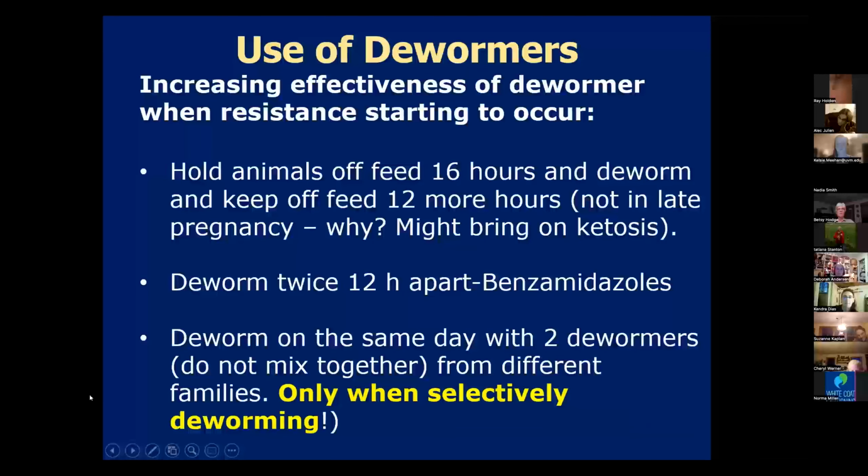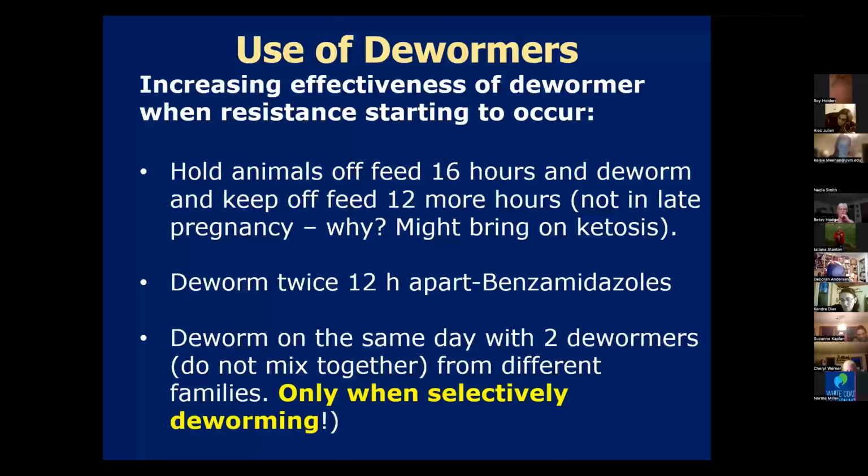Okay. If you're starting to see resistance, then especially with your white paste dewormers, it seems to help the efficiency of that dewormer if you can hold the animal off of feed 16 hours before you give the dewormer, and then for 12 hours afterwards. Obviously you wouldn't do this kind of fasting in late pregnancy because you might cause the animal to go into ketosis.